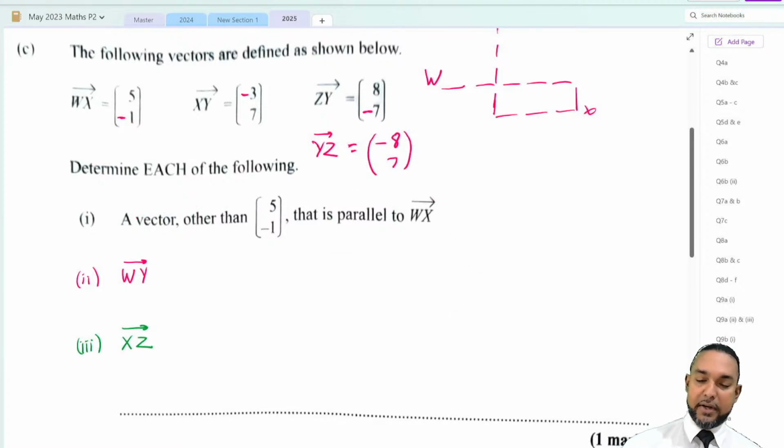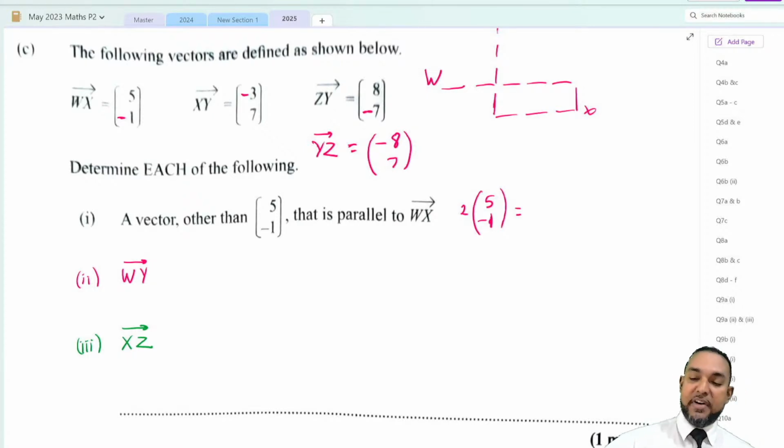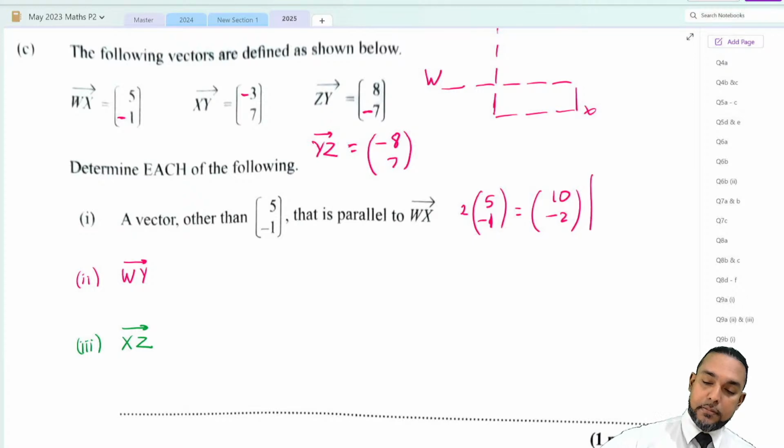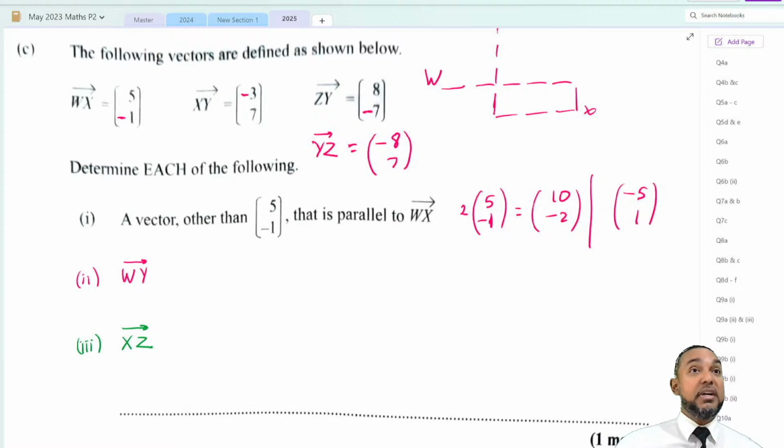Right. Now, the first thing they ask for is a vector other than (5, -1) that is parallel to WX. Parallel vectors are simply multiples of each other. So, for example, if I take 2 and multiply it by (5, -1), I'm multiplying that 2 by each component. 2 by 5 will give me 10, and 2 by -1 will give me -2. You could even say (-5, 1), because that would simply be -1 times this, right? Any number works, you can use fractions: a half, a third, a quarter, whatever. But they wanted any vector other than this which is parallel to WX, right?